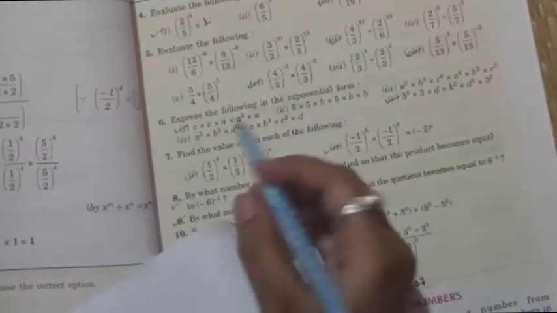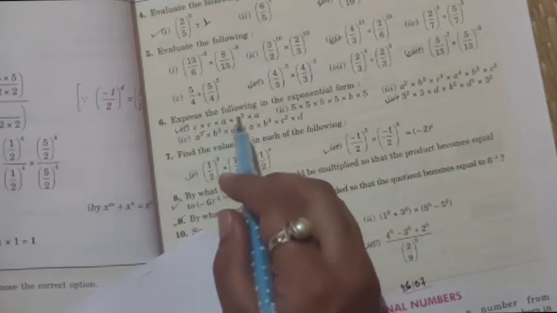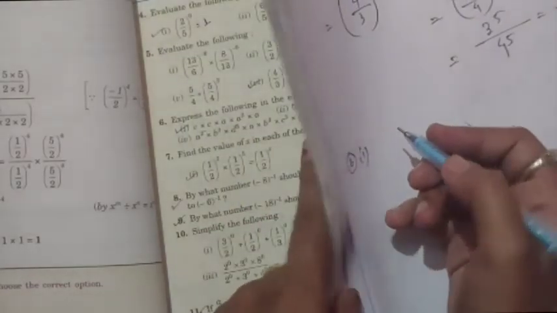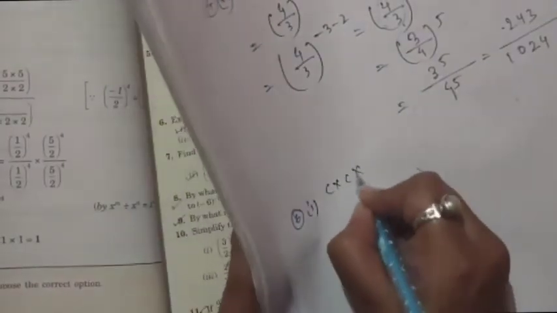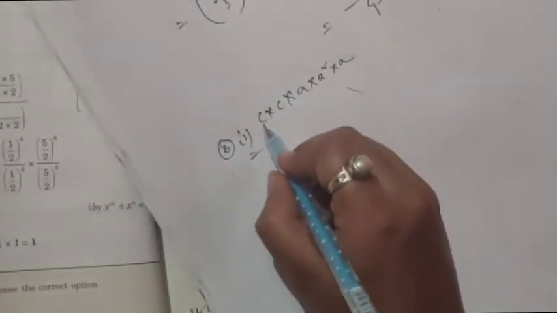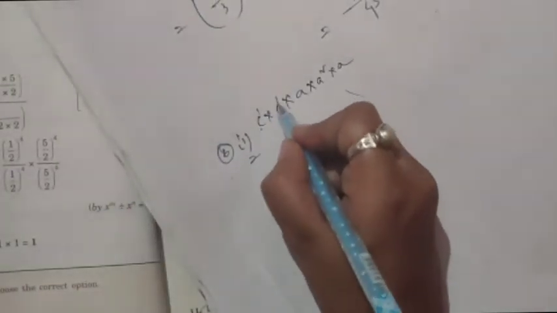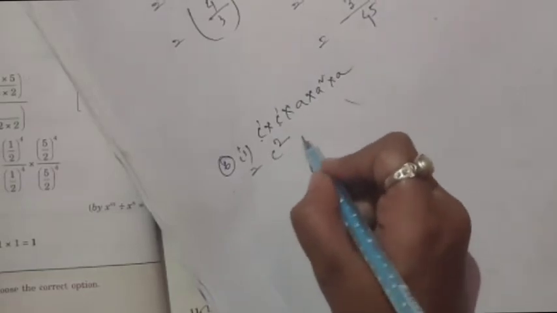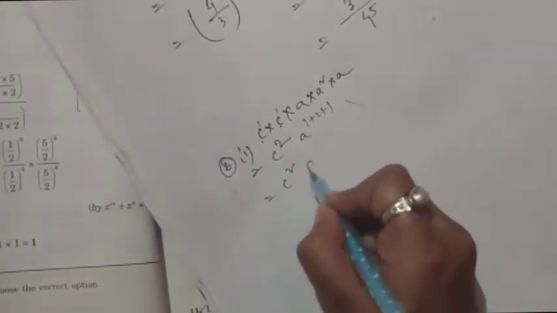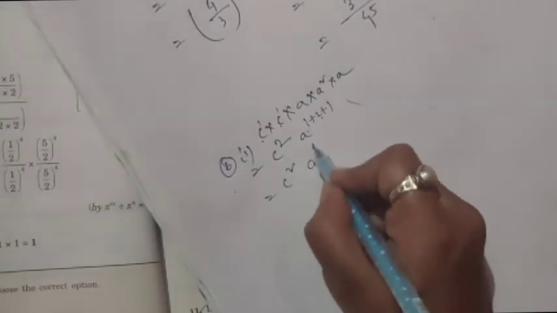Okay, question number 6.1, express the following in the exponential form. c into c into a square into a. So here c into c, that means c to the power 2, and a to the power 2 plus 1, that is 3, so c square a to the power 3. This will be the exponential form.